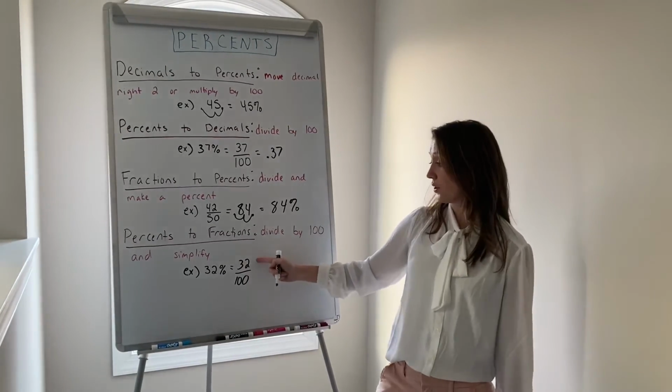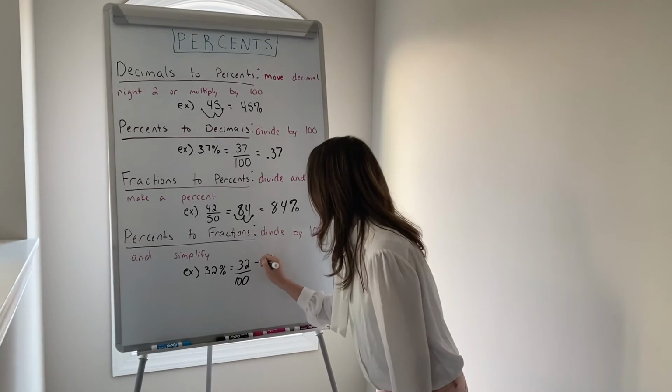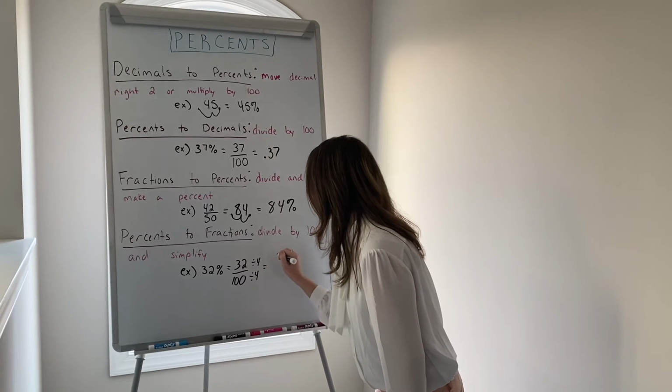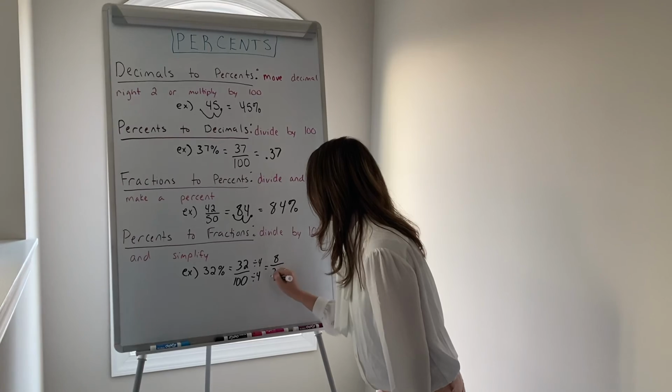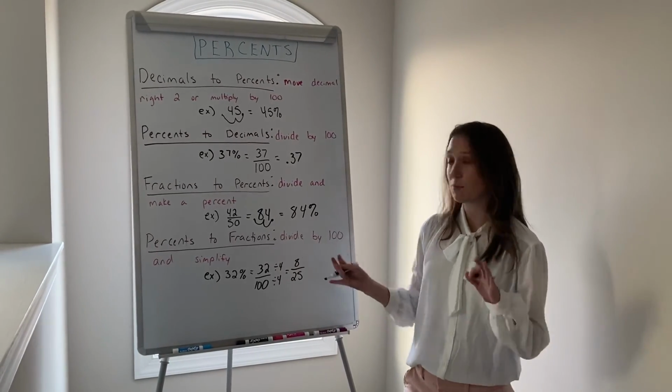So you want to figure out what 32 and 100, what number they both have in common to reduce it. So you can reduce it both by 4. So divide 4 at the top and the bottom to reduce that. So your final fraction would end up being 8/25. So that's the way to convert percents to decimals and fractions and back.